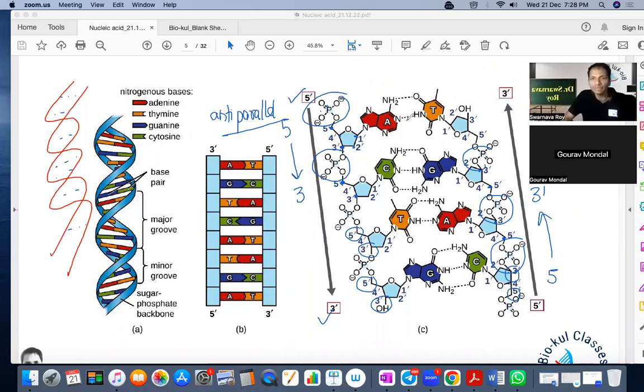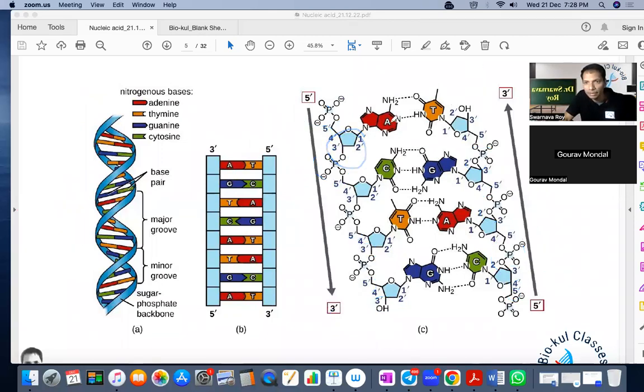So now we know that DNA is made up of nucleotides. What are nucleotides? Nucleotides are made up of nitrogenous bases, sugar, and phosphate, right? And so this is one nucleotide. DNA is a polynucleotide. DNA and RNA are macromolecules. What are macromolecules? Macromolecules are something which has a molecular weight higher than 1000 daltons, right?